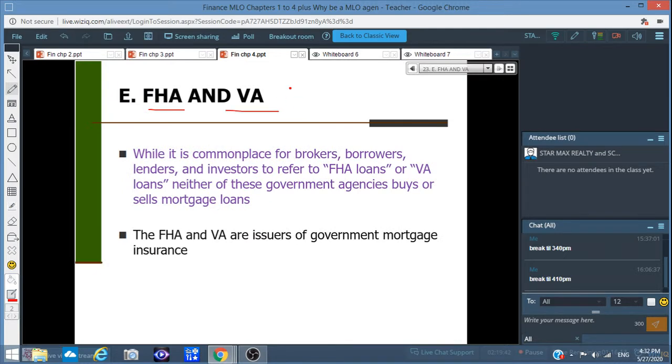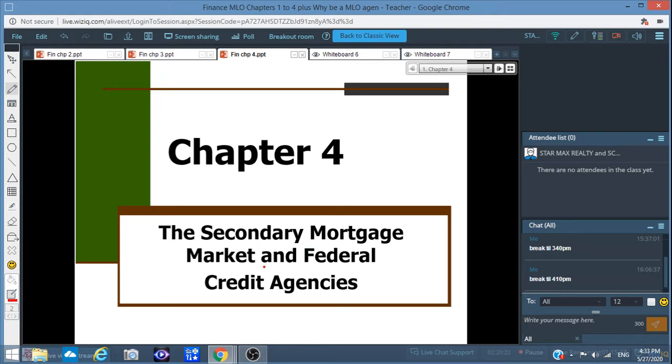Okay, FHA and VA, okay? So, FHA loans and VA loans, okay? They're not issued by the government, okay? Money is not coming from there, okay? They just have a guarantee. Okay, FHA and VA are issuers of government mortgage insurance. Okay, 这是它担保,这是贷款的, okay? 它不是放款。 Okay, 好,我们完成这个章节了, okay? So, this is chapter 4, talking about the secondary mortgage market and federal credit agencies for farms, right?